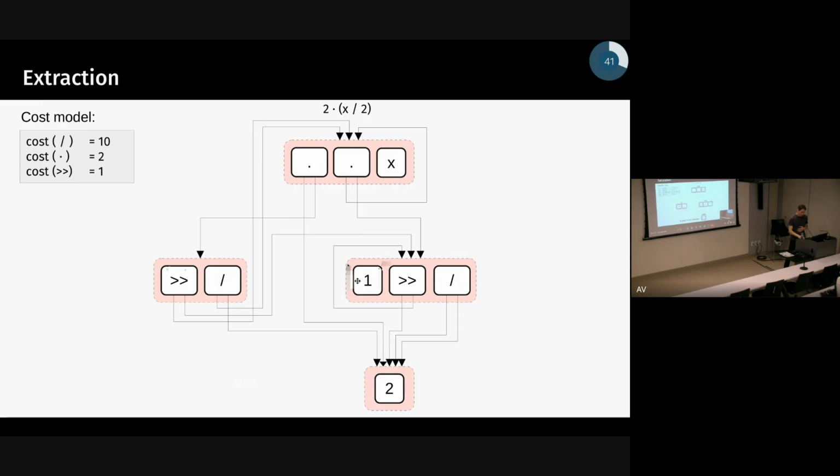Okay, so now that we have this graph, this is a finite data structure that can capture all possible program variants based on these rewrite rules. And now we can extract the best variant. And we apply a cost model. So we have the cost of the operator over there on the top left. And we're going to do an approach.